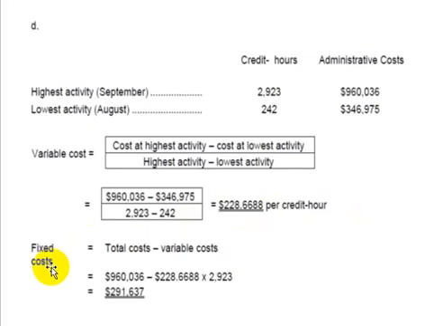Total fixed cost equals total costs minus variable cost. We can use the highest level or the lowest level. If we use the highest level, total fixed cost equals 960,036 minus B times the activity level, or the credit hours, 2923.